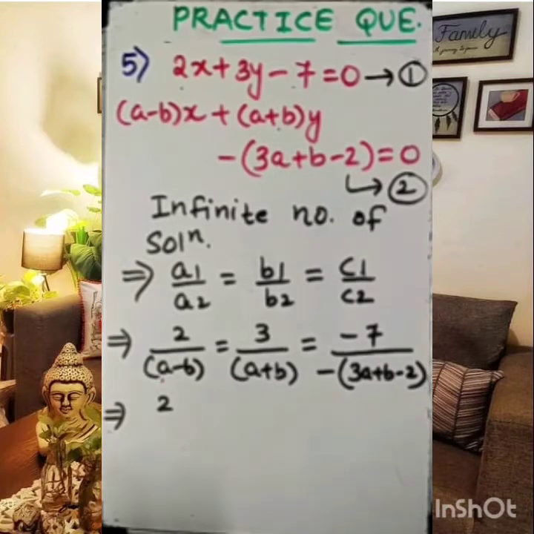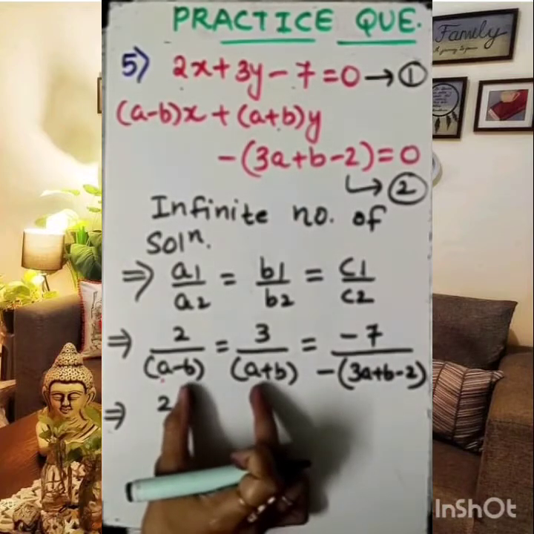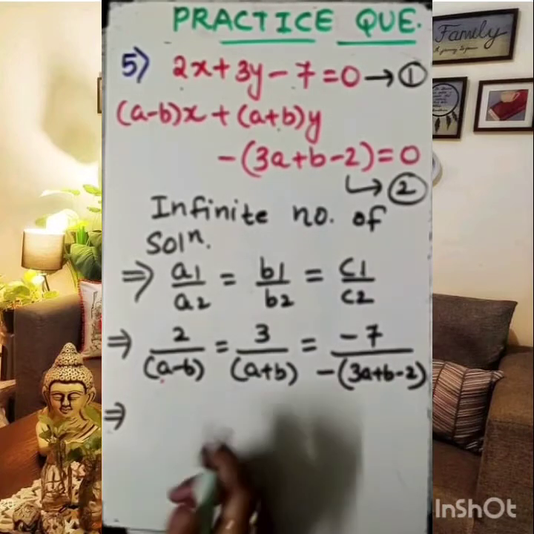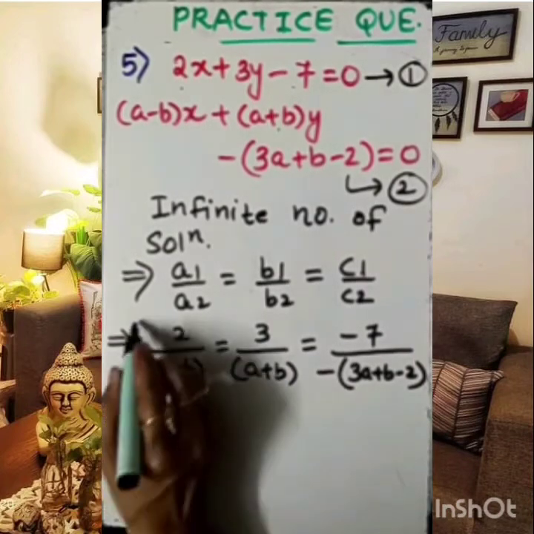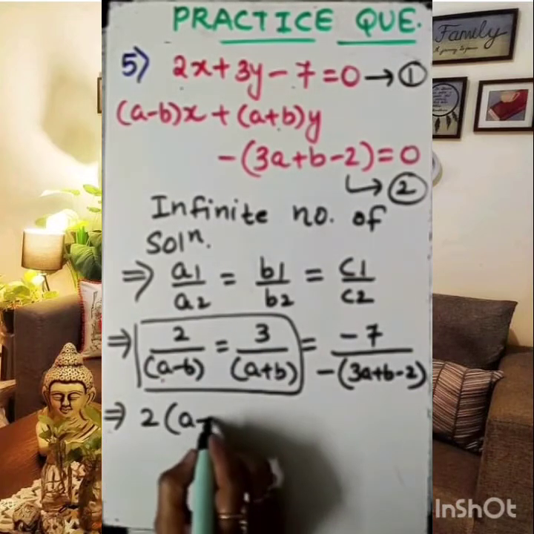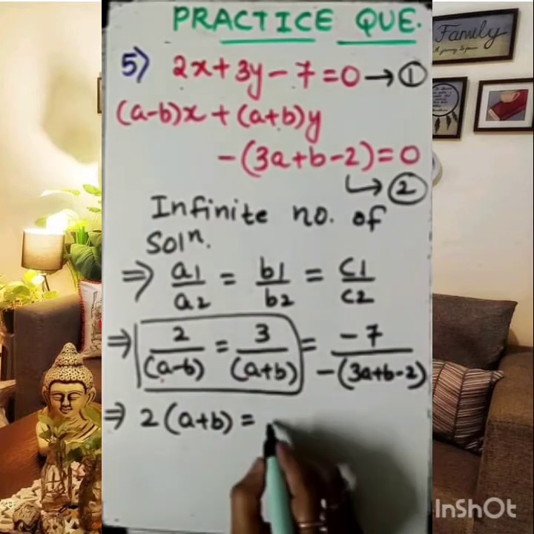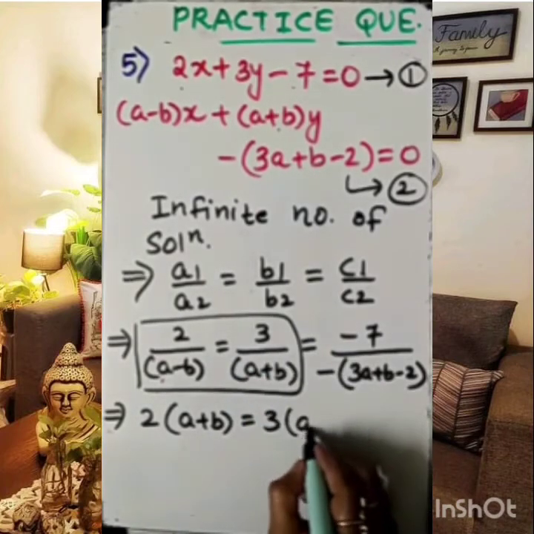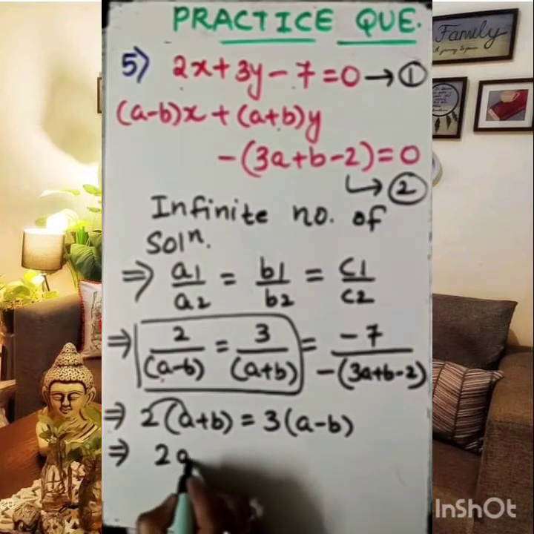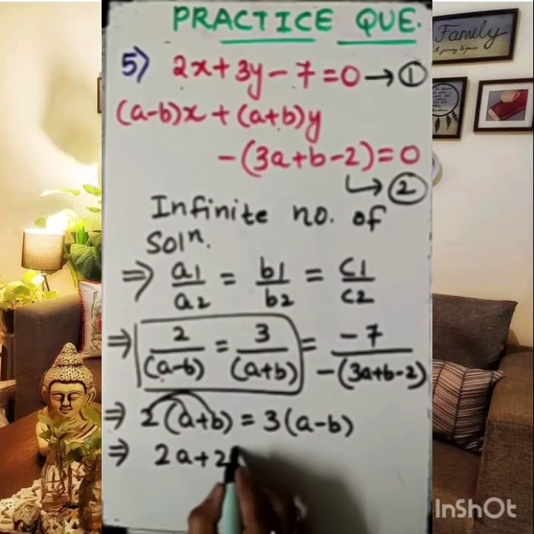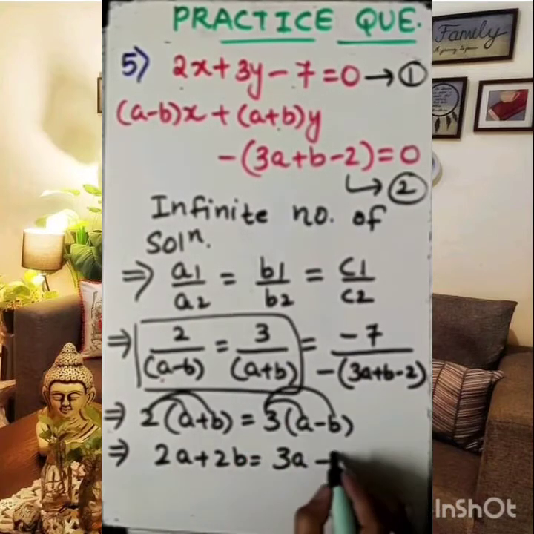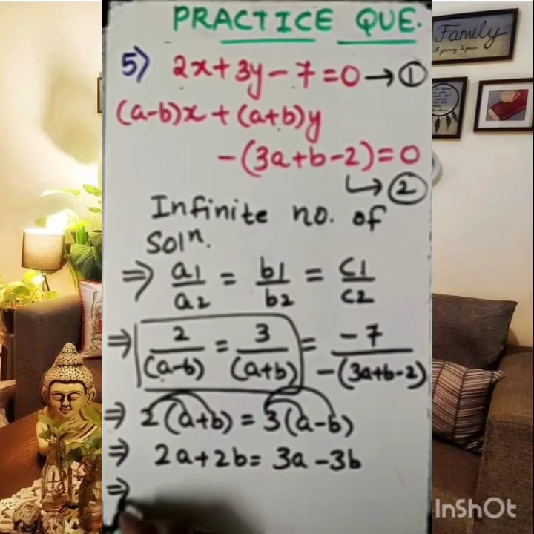First I am going to compare these two terms, and then we will see what to do further. Then it will be cross multiplication: 2a plus b equals 3a minus b. That is 2 into a is 2a, 2 into b is 2b, 3 into a is 3a, 3 into b is 3b. So let's work on that.